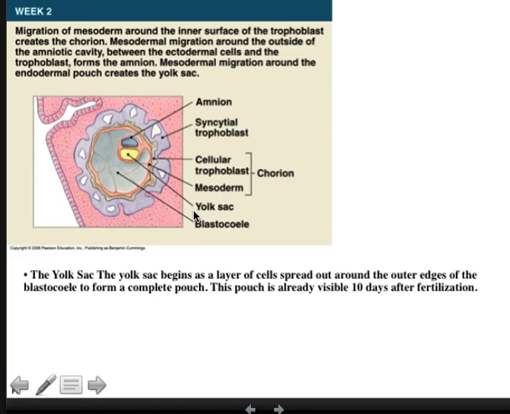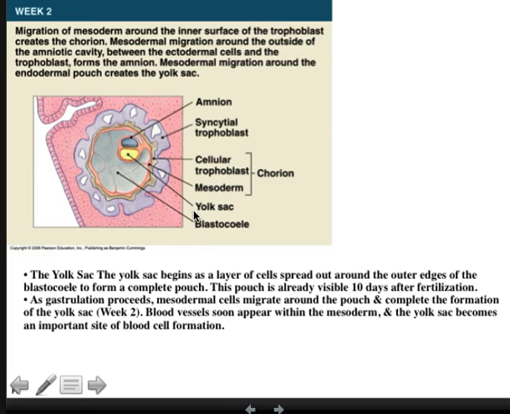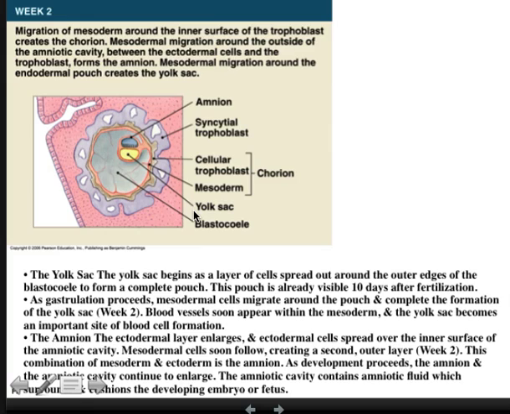The yolk sac begins as a layer of cells spread out around the outer edges of the blastocele to form a complete pouch, already visible 10 days after fertilization. As gastrulation proceeds, mesodermal cells migrate around the pouch and complete the formation of the yolk sac. Blood vessels appear within the mesoderm, and the yolk sac becomes an important site of blood cell formation.